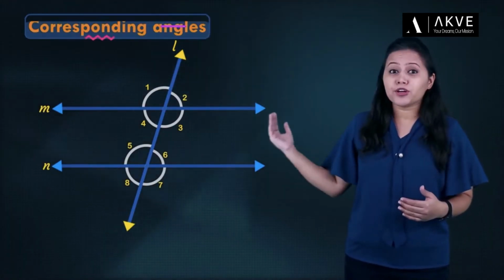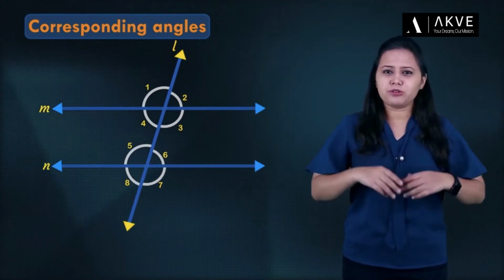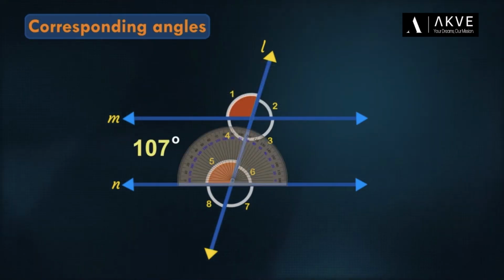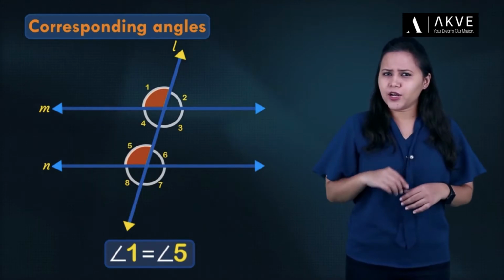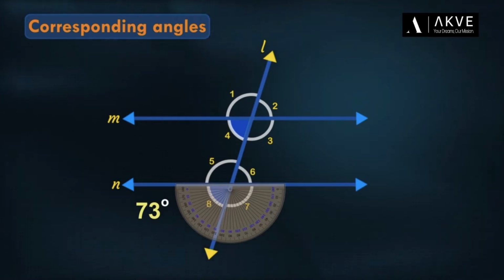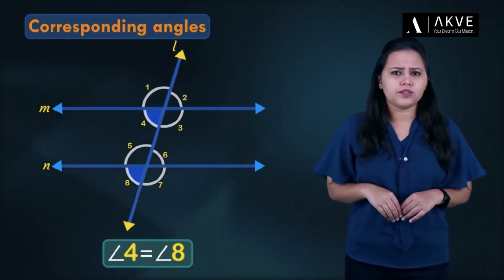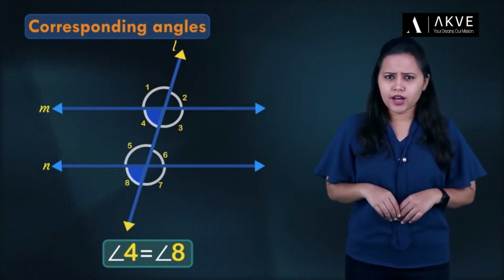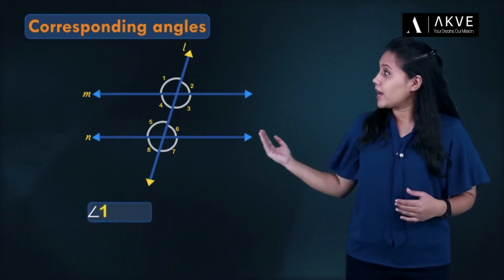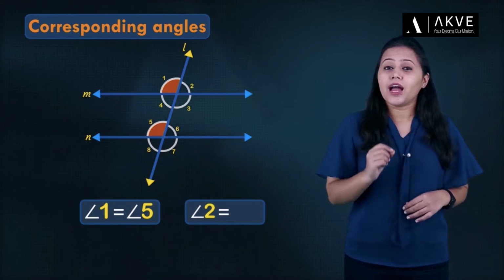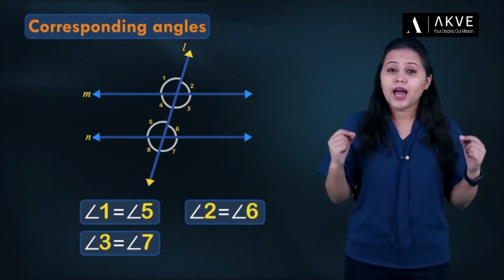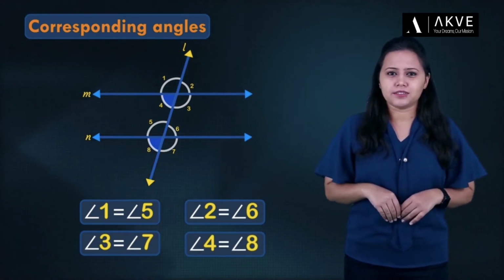Now let's measure any pair of corresponding angles to find the relation between them. Let's start with angle 1 and angle 5. Both these angles are equal. Let's take angle 4 and angle 8. These 2 angles are also equal. Is it true for all pairs of corresponding angles? Well, if you measure all these angles, you will find that angle 1 is equal to angle 5, angle 2 is equal to angle 6, angle 3 is equal to angle 7 and angle 4 is equal to angle 8.